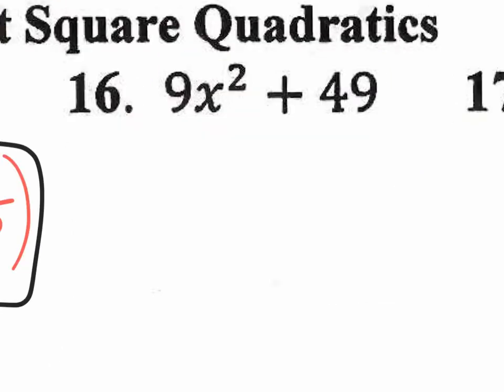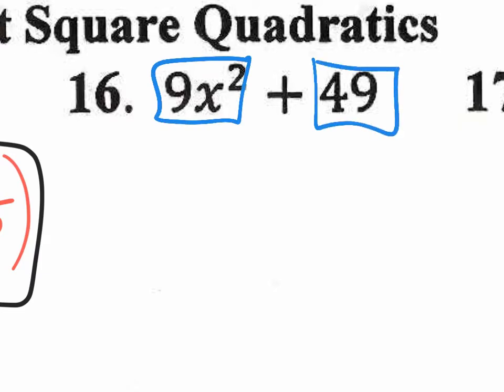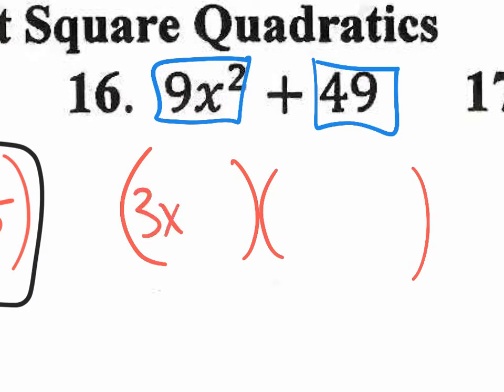Number 16, a lot of people see the perfect square term and the perfect square term, and they think, oh, this is going to be easy. The square root of 9x squared is 3x. The square root of 49 is 7. So you write the 3x and the 7. Now the challenging part is to think what signs belong in here. Is it going to be a positive positive, a negative negative, or a plus and a negative? What do you guys say?